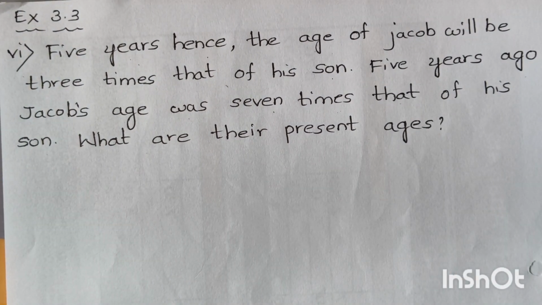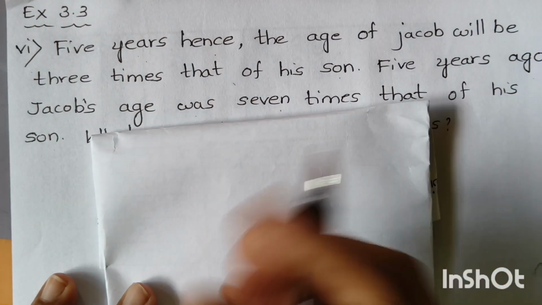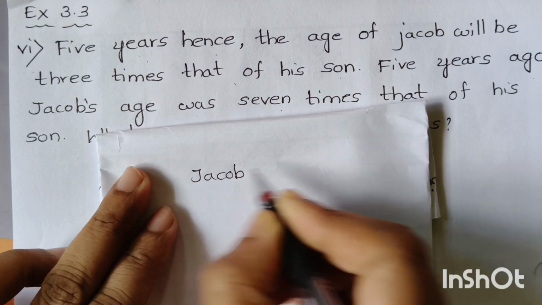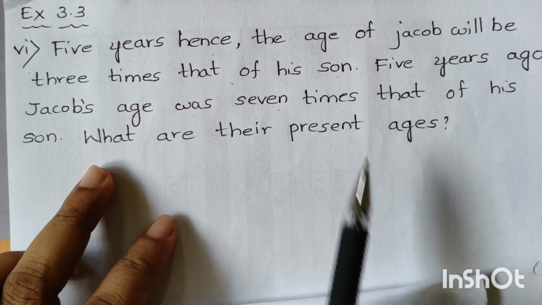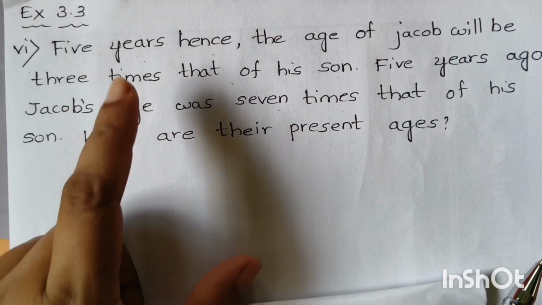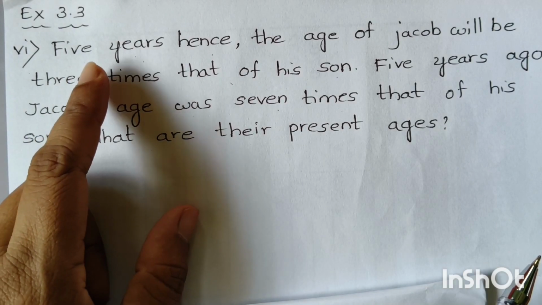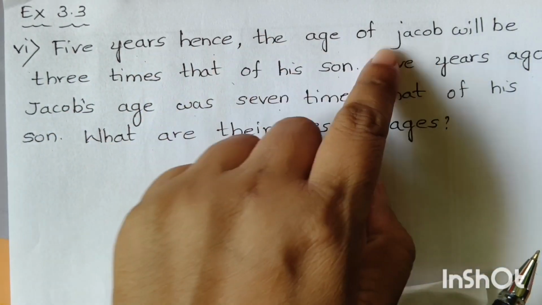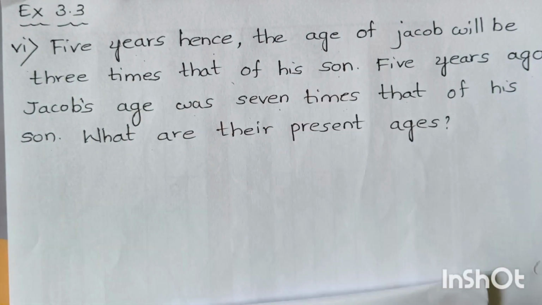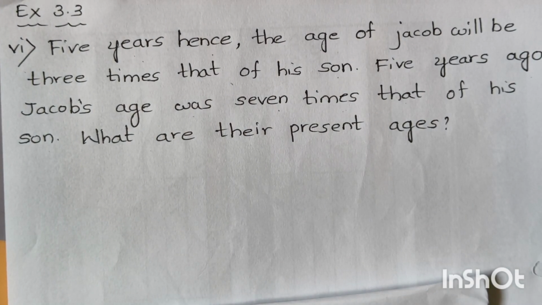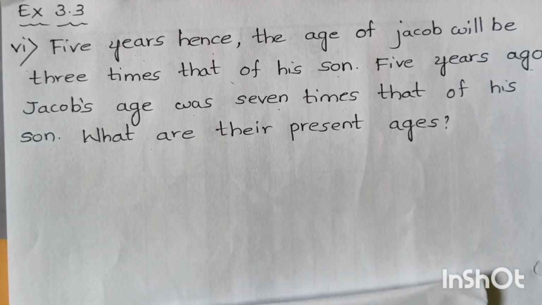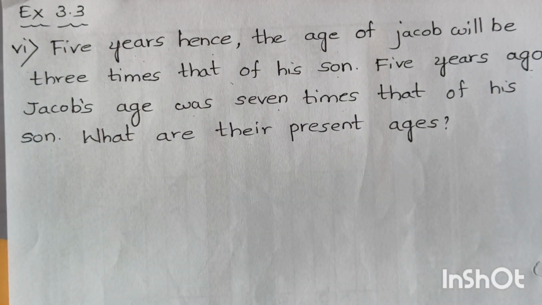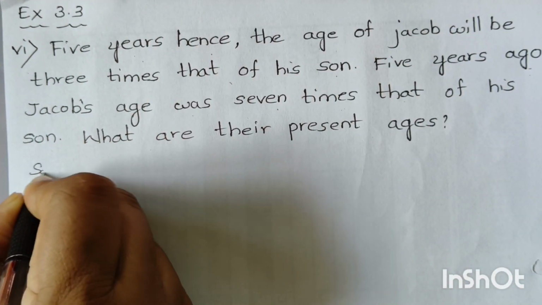In this question, we will come across two persons, that is Jacob and his son. We have to find out their present age by using two hints given in the question. The first hint is 5 years hence the age of Jacob will be 3 times that of his son. And the second hint is 5 years ago Jacob's age was 7 times that of his son. By using these two, we have to find out their present ages. Now let us solve this problem.